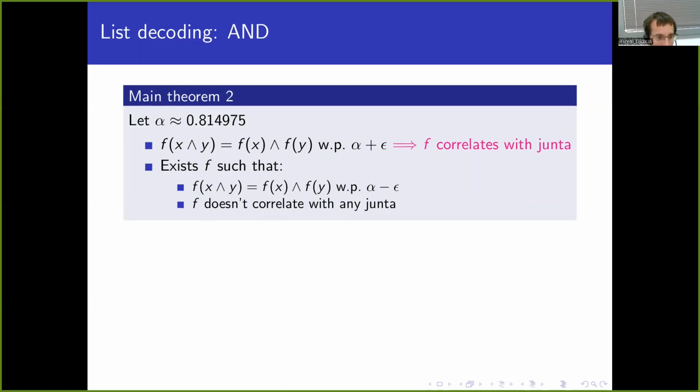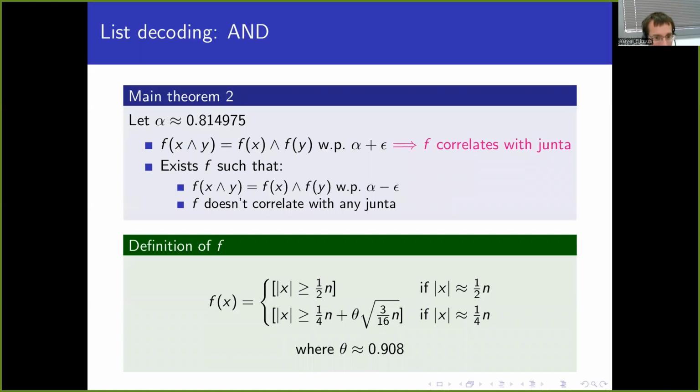And how does this f look like? On balanced inputs, f is just a majority function. This is what happens when we plug in the x and the y. And if the input is skewed towards zeros, so this is what happens on the left-hand side, then f is some kind of threshold function. I'm not going to explain why this is a good idea. You'll have to take a peek at the paper.